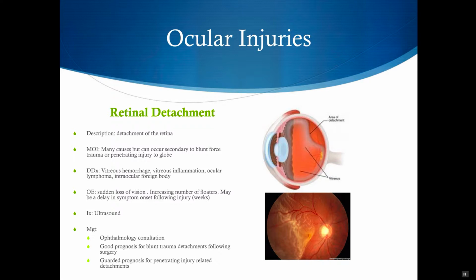The differential here is that you can have a vitreous hemorrhage or vitreous inflammation, ocular lymphoma, and intraocular foreign bodies. Patients generally have symptoms of floaters, and they may notice a loss of vision associated with it as well.